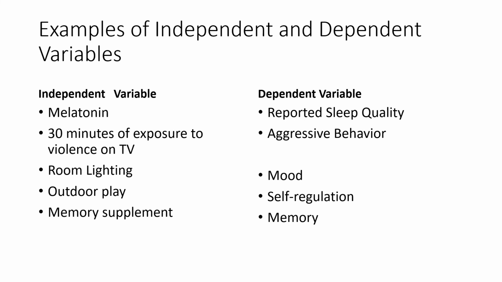Again, holding everything constant. We may have more than one experimental group. Maybe one group gets 2.5 milligrams of melatonin, one group gets 5, and then the other gets none. And then our dependent variable is going to be reported sleep quality. So we're going to measure this in a very systematic way. We're not going to just casually ask, so how did you sleep?